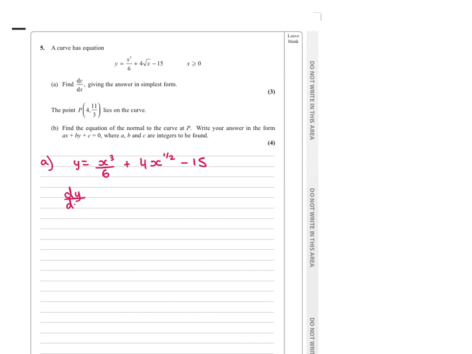This is dy by dx, nice and easy. Bring the power down, 3x, and minus 1 from the power. Bring the power down, 4 times a half is 2x, minus 1 from the power. Well, this is x to the power of minus a half. Minus 15 goes to nothing. Now though, the 3 over 6 can be simplified. So we're going to get x squared over 2 plus 2x to the minus a half.